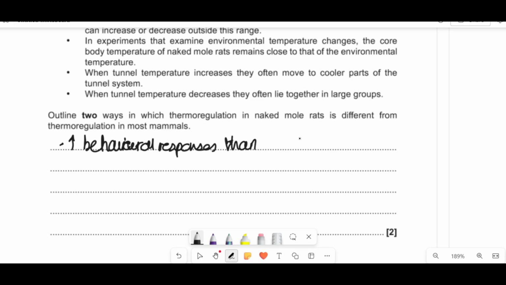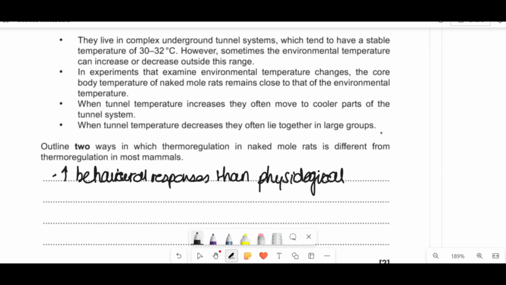You can't assume that they're shivering. You have to work on the text, what it's told you. Physiology just means processes that we do, things like chemical reactions, this thing moving to do this, the automatic, processy stuff. So you could even just say they huddle together while they don't shiver, for example, whereas other mammals would sweat. What else is different then? So, as well as that, it's told you in the question that it has a stable temperature of 30 to 32, but sometimes it decreases outside this range.